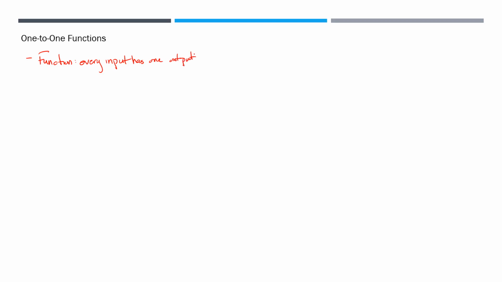Now, for it to be a one-to-one function, the reverse has to be true. So, one-to-one is not only a function. The other half of the definition is every output has only one input.